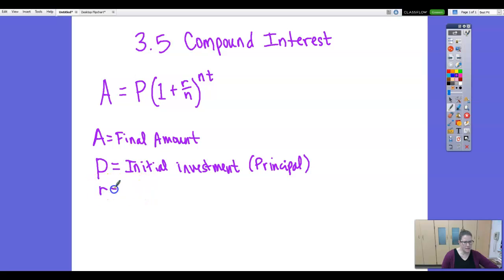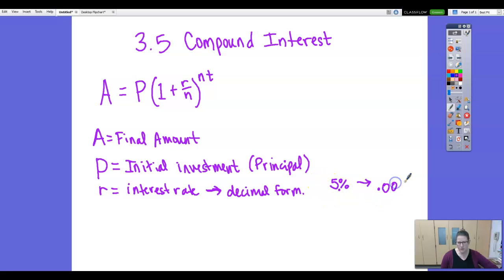R is equal to the interest rate in decimal form. If we want to use it in the formula, we're going to need to use it in decimal form. Oftentimes when you hear an interest rate, it's in percentage form. So if it said, for example, that the account accrued 5% interest, we would want to change that to decimal form, which means take the decimal that's after the 5 and move it 2 to the left. So in our formula, we would write that as 0.05. If it were 4%, it would be 0.04. So when we put it in the formula, make sure it's in decimal form.